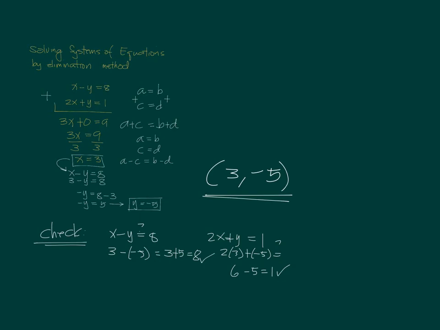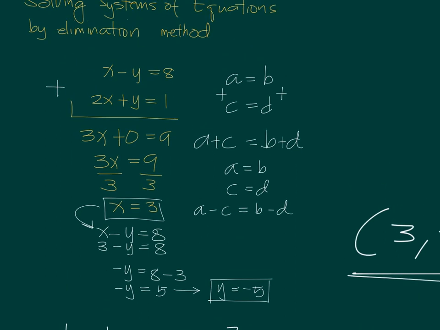Okay, so that's how you solve systems of equations by the elimination method. Let's just summarize the steps. First, we added the equations because we were able to see that we can eliminate y immediately, because the first equation contains minus y and the second equation contains plus y. With that, if we add the two equations, we will be able to eliminate the y.